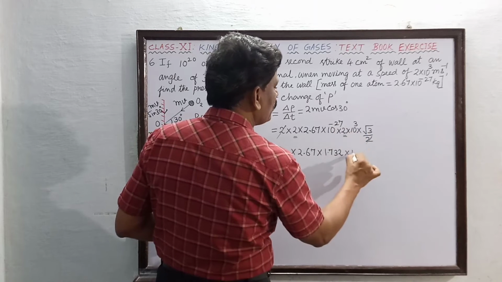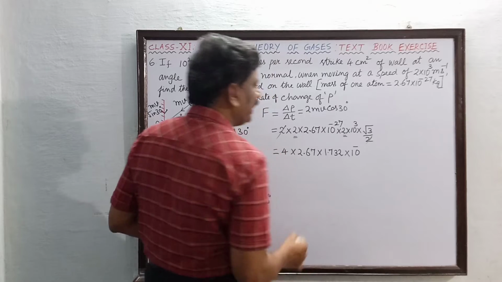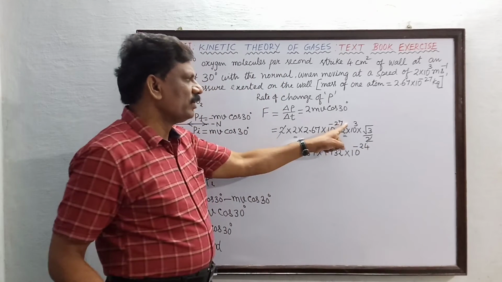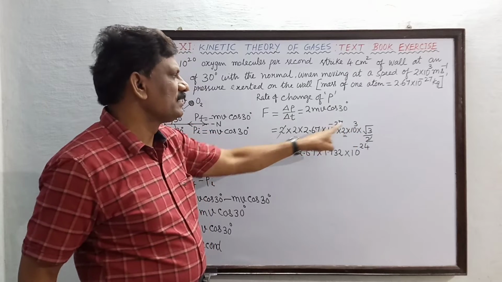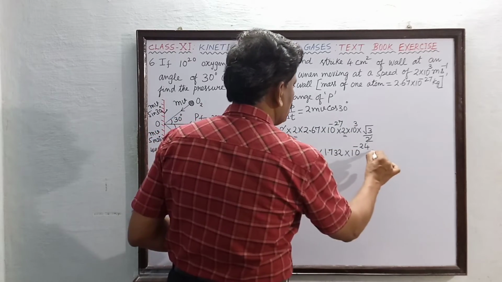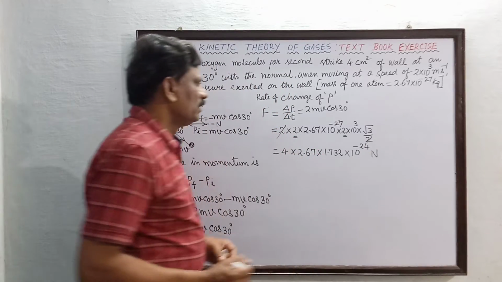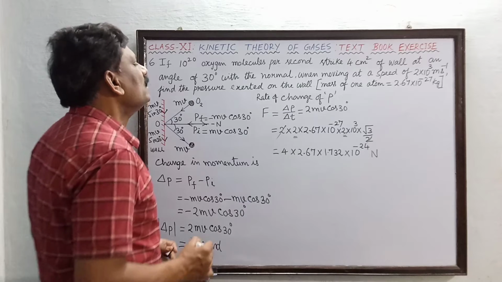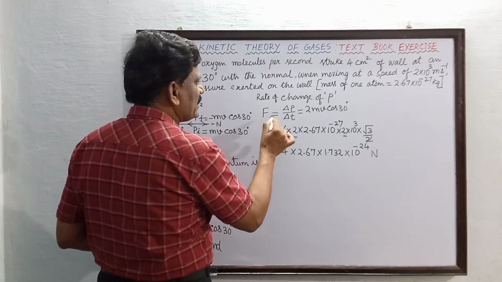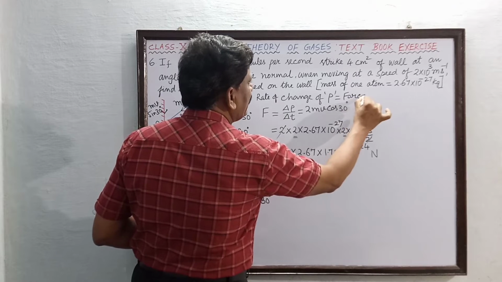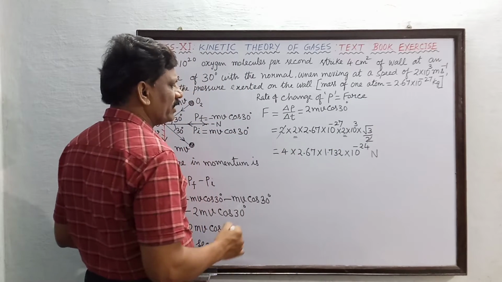minus 27. So this is 10 power minus 24. Here 27, here 3. Minus 27 and 3 will make the power minus 24. So this is in Newton. Let it be as it is. Afterwards, we will find out the pressure. So this is the force exerted by the oxygen molecule.